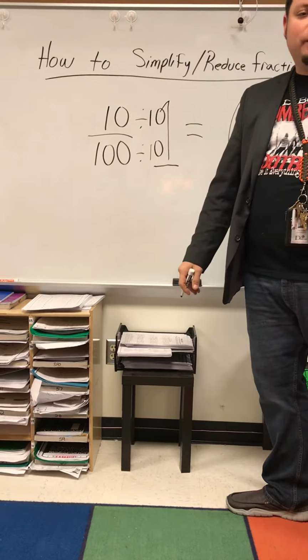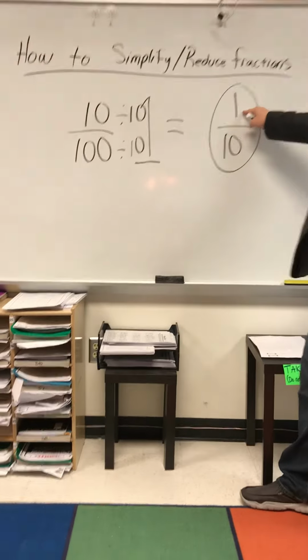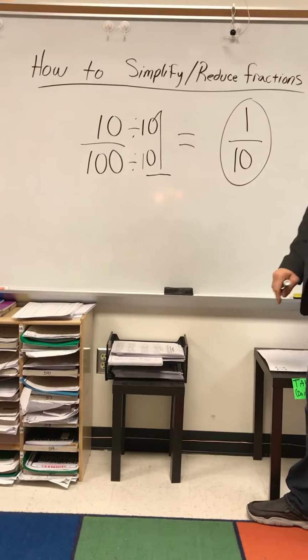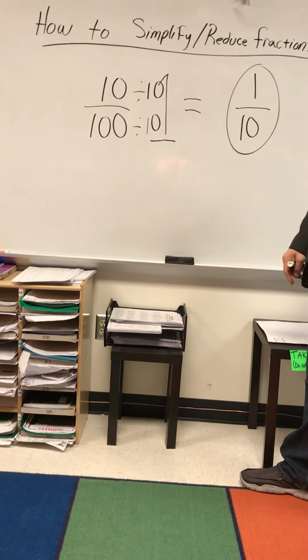How do I know it's simplified? This is how. Nothing multiplies to make 1 and 10 other than 1. So I know it's completely simplified.